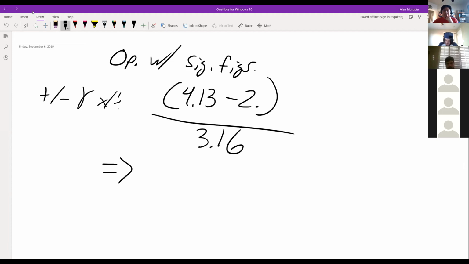$2.1. So you leave it as 2.1, right? But remember your rules for sig figs when adding and subtracting. Since we're just dealing with a subtraction problem here, we have to consider which one has the lowest number of decimal places. In this case, which one of these two numbers has the lowest number of decimal places?